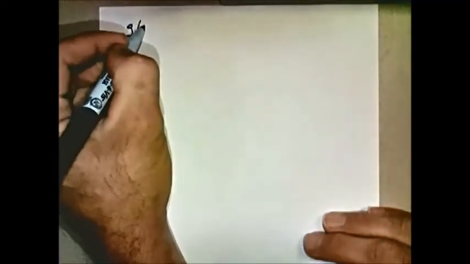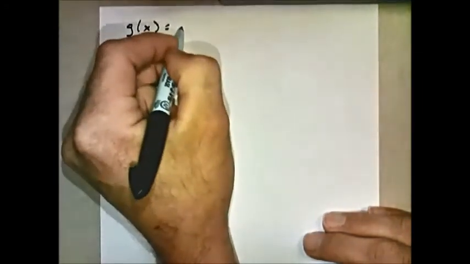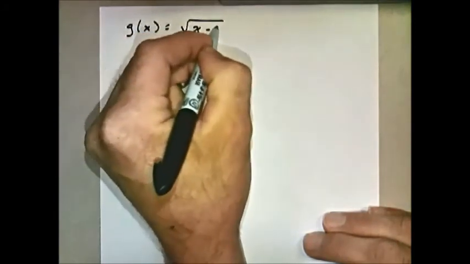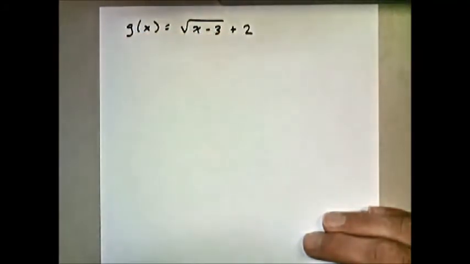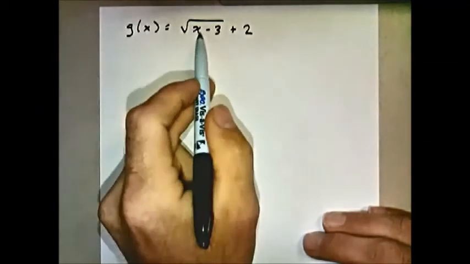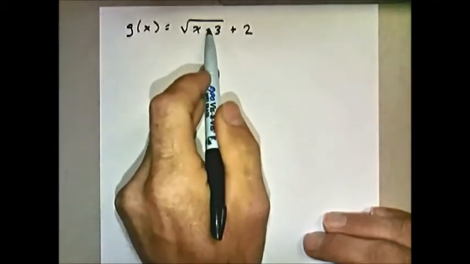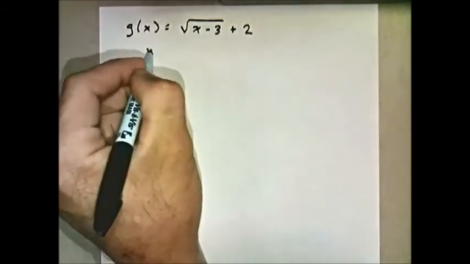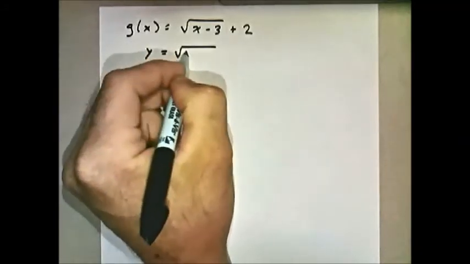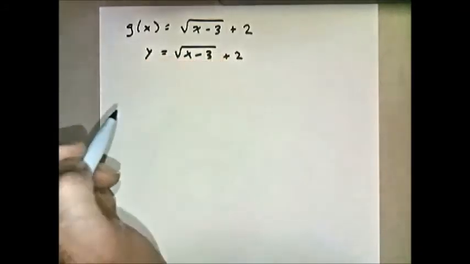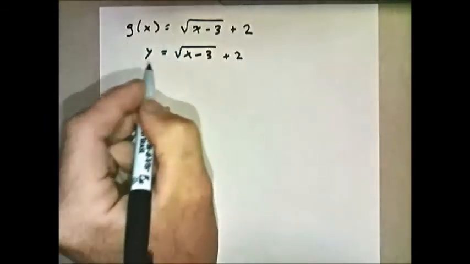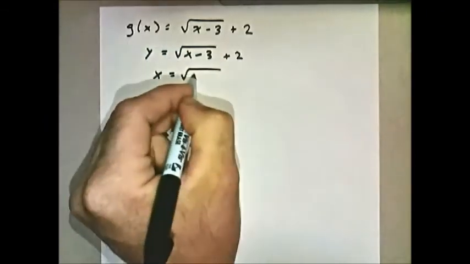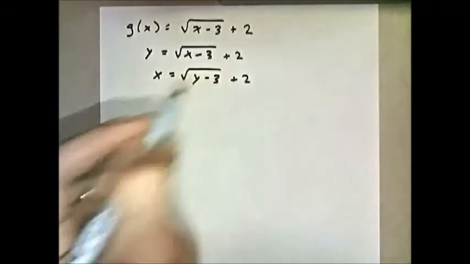Now let's go ahead and take a look at a radical as our function. And let's say this is g of x equals the square root of x minus 3 plus 2. Now, notice we have a negative 3 under the radical and a 2 on the outside of the radical. Same process, y equals the square root of x minus 3 plus 2. Replace your x and your y with each other. So x equals the square root of y minus 3 plus 2.